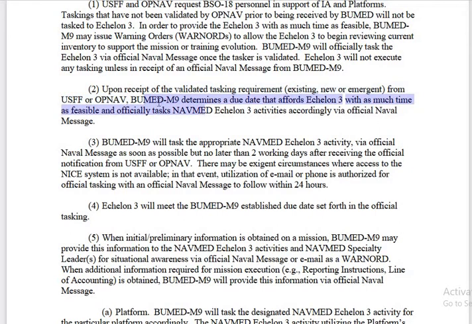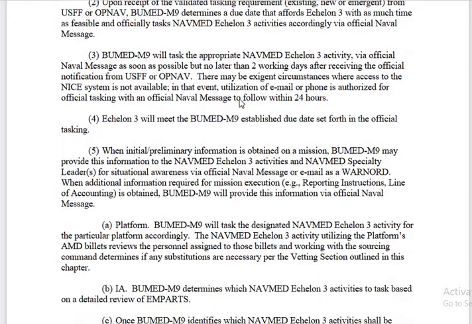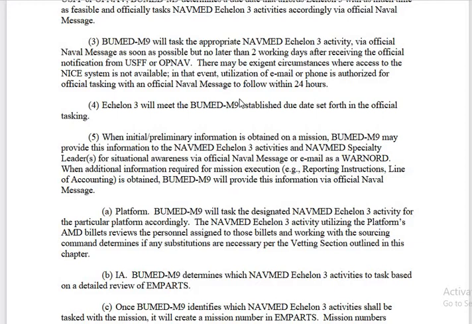So when looking at requirements, M9 is the one who's going to determine the due date that affords Echelon 3 as much time as feasible. So it's not just, hey, this dude's leaving tomorrow. They try to give them time. It gives Echelon 3 a lot of leeway by just saying as much time as feasible.